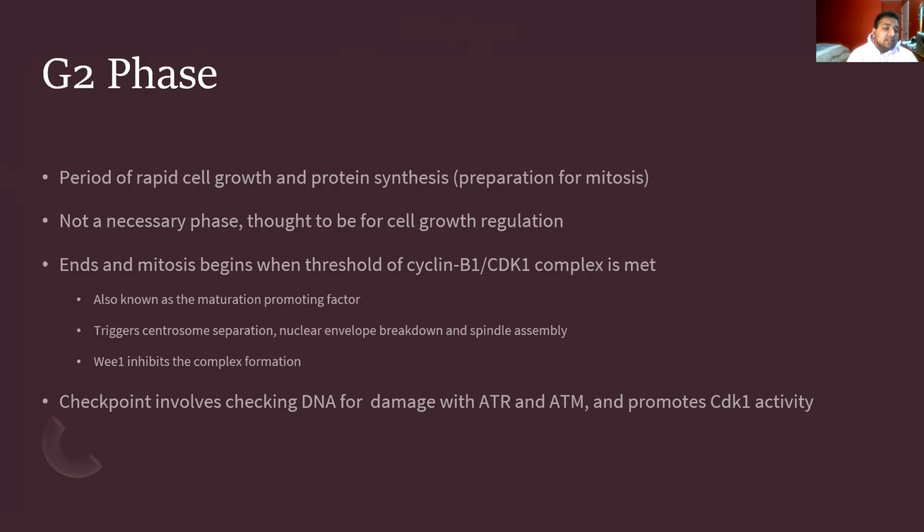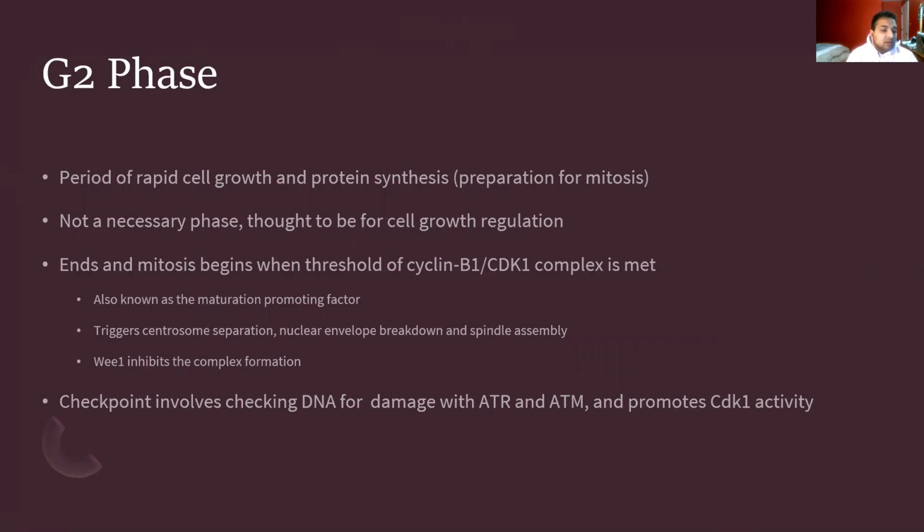G2 ends and mitosis begins when the threshold for the cyclin B1-CDK1 complex is met. So this is one of the things we are synthesizing. This complex is also known as the maturation promoting factor. This is what triggers centrosome separation, nuclear envelope breakdown, and spindle assembly. Some of you who have studied biology before might recognize that as the beginnings of prophase.